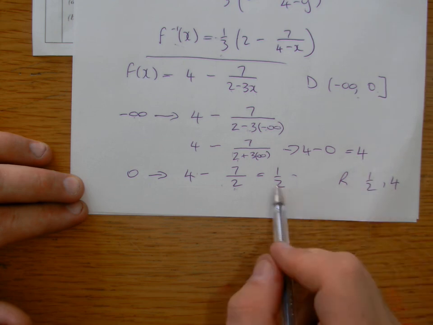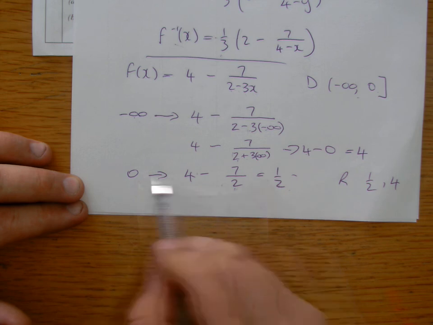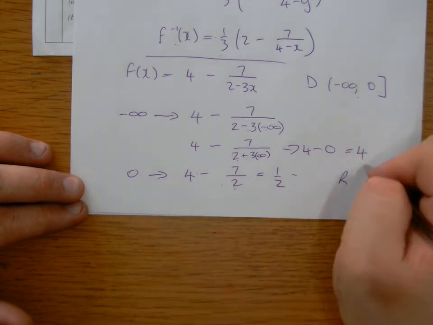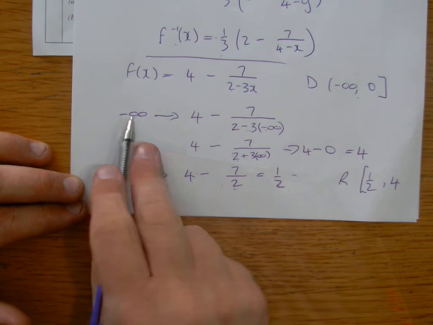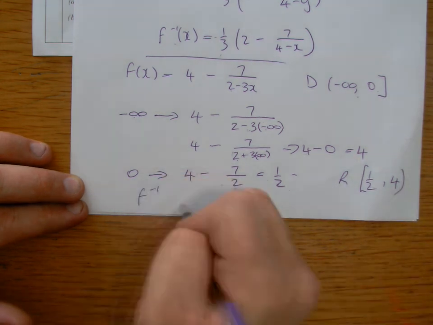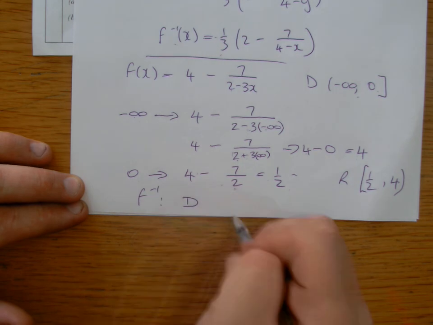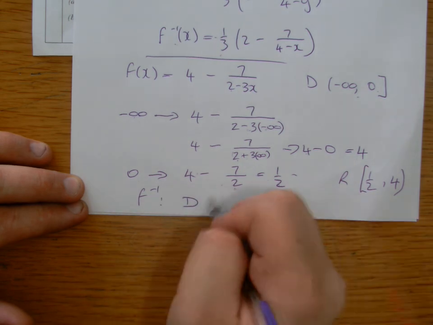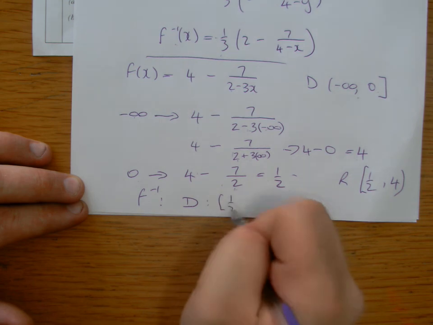Now, the half came from 0, which is included, so I need to include that there, but the 4 came from minus infinity, which is not included. So there's the range. So for f inverse, the domain will be the range of f, won't it? So you get half, 4.